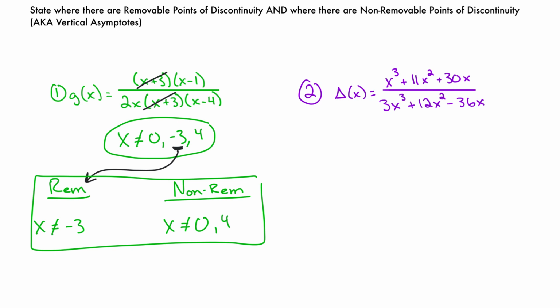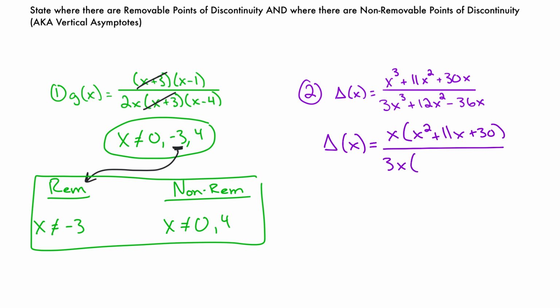the function delta of x will be equal to the numerator of an x cubed plus 11x squared plus 30x. They are all divisible by x, so I'm going to factor out an x, leaving with x squared plus 11x plus 30. Denominator, GCF. All 3 terms are divisible by 3, and they all have an x in common. So that'll leave me with x squared plus 4x minus 12.